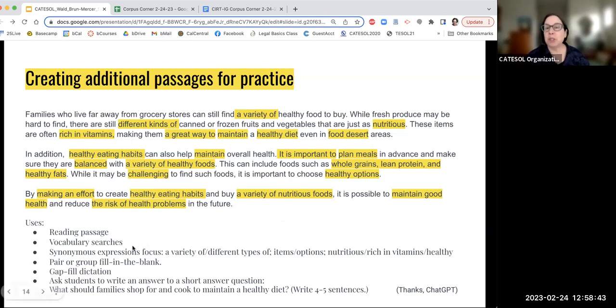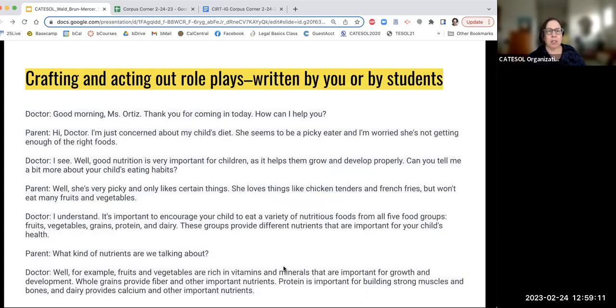You could do vocabulary searches. You could have them look for synonymous expressions, like a variety of different types of items and options: nutritious, rich in vitamins, healthy, right? You could do pair or group fill in the blank. You could do a gap fill dictation, right? Write an answer to a short question, right? Whatever, right? And have them try to use the words instead of you creating the passage. It's super fast activities.